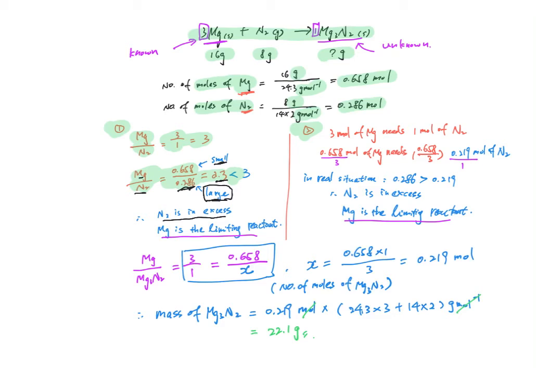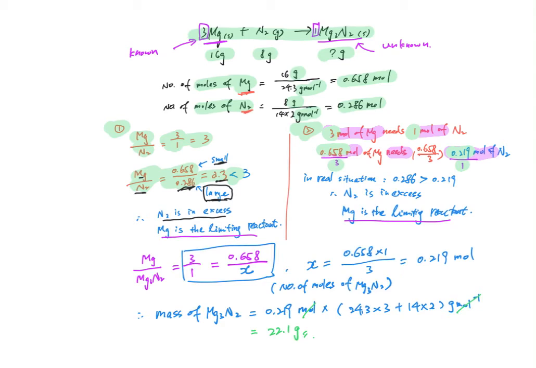Let's see what happens. 3 moles of magnesium need 1 mole of nitrogen. This is from the equation. That means the real 0.658 mole of magnesium actually just needs 0.219 moles of nitrogen. How do we get 0.219? We just use 0.658 divided by 3. We want to make sure the mole ratio is unchanged, so 0.658 divided by 0.219 still equals 3:1.